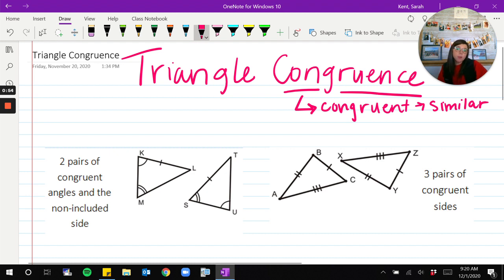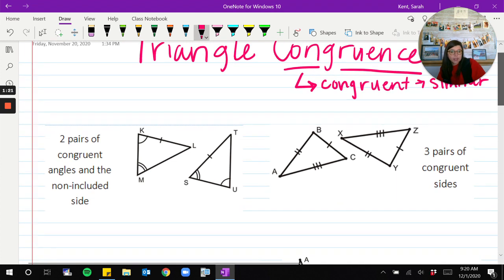There are a couple of ways to know if triangles are congruent without having numbers. We're going to look at some of these, and then in your practice, you'll be given a picture and you'll have to decide, are they congruent? And if so, how do we know? So here are some of the ways we will know if triangles are congruent.